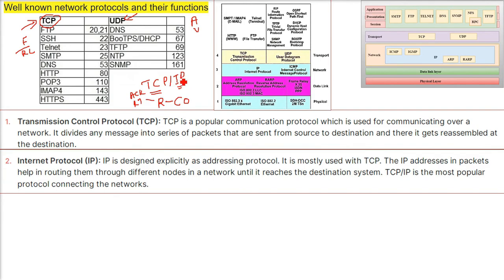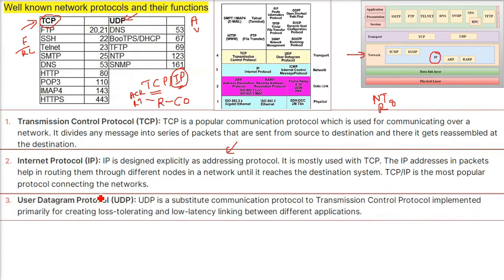This is also there. Now coming to the Internet Protocol. As I said, TCP/IP has TCP and IP. IP is working on the network layer. IP is designed explicitly as an addressing protocol. So this IP is all about logical addressing, the IP address. It is mostly used with TCP. The IP addresses in packets help in routing them through different nodes or hops in a network until it reaches the destination system. So Internet Protocol, or the network layer, is all about host to host delivery.